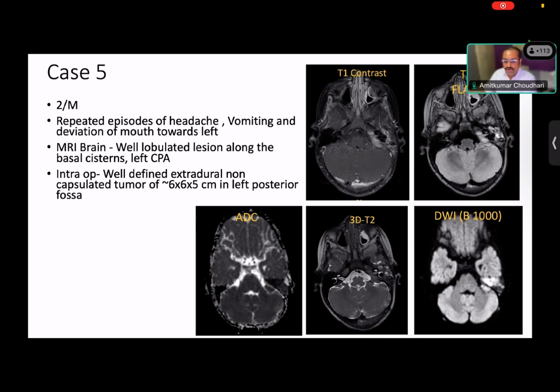So this was a tough one. Yes, I agree for us also. But what we received was a tumor along the left, as a posterior CP angle lesion. We did not know about the extra-axial location when we started seeing the slides. So we received it as a CP angle lesion in the posterior fossa.